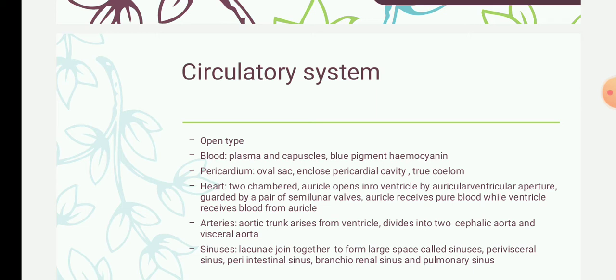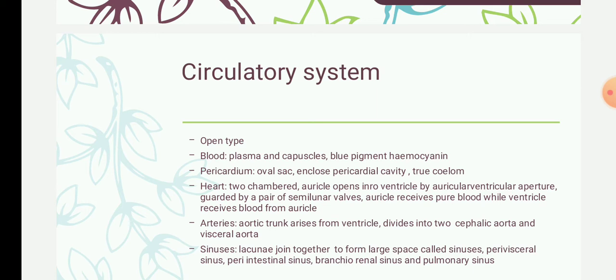Okay, next part is the pericardium. Pericardium is an oval sac which encloses a cavity called the pericardial cavity. In this pericardial cavity the heart is situated. The posterior renal chamber opens into the pericardial cavity, and the opening is called the pericardial aperture. The pericardial cavity represents the true coelom of the mollusk.